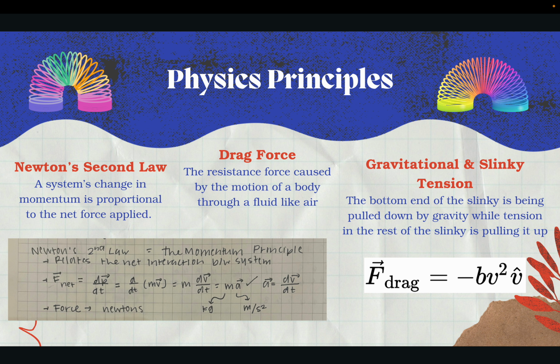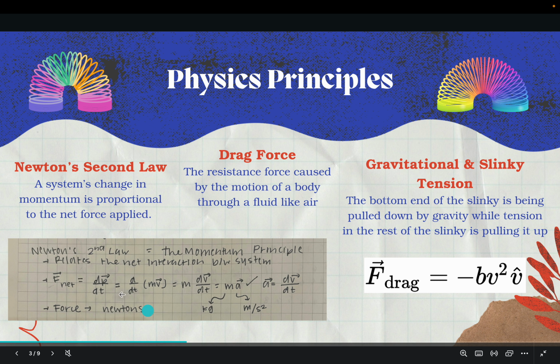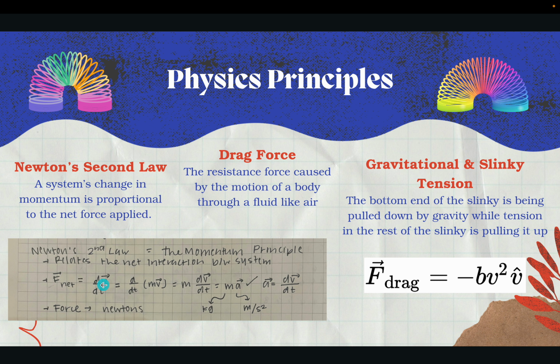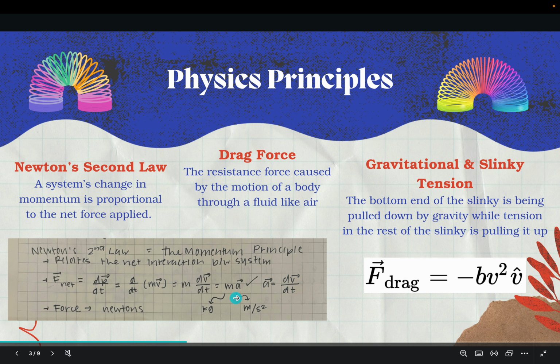So here are the physics principles. First, we have Newton's second law of motion, which basically shows that a system's change in momentum is proportional to the net force applied, and you can see that here in this equation where the net force is equal to the rate of change in momentum, and that in turn, with some simple calculus, shows that it is equal to the mass times acceleration.